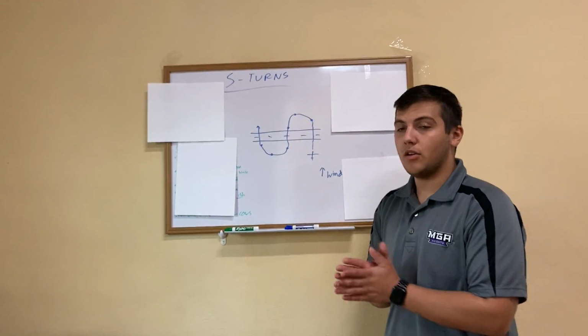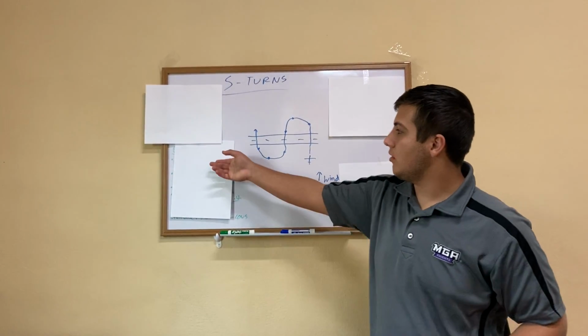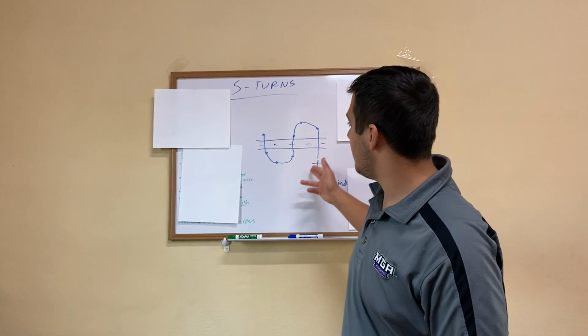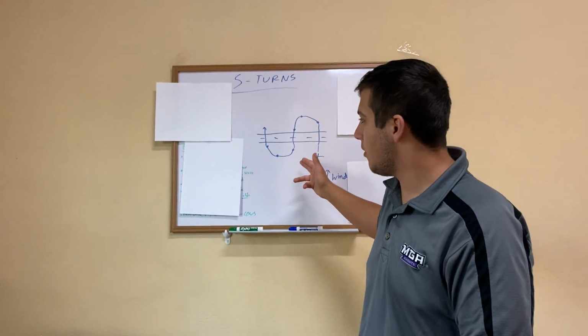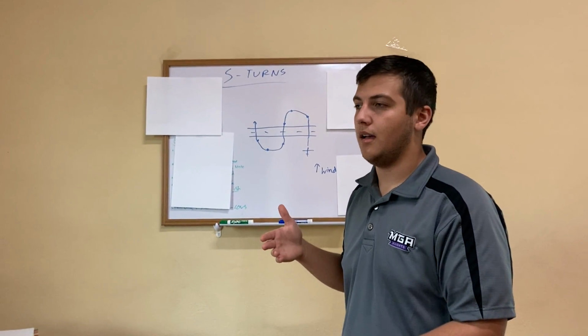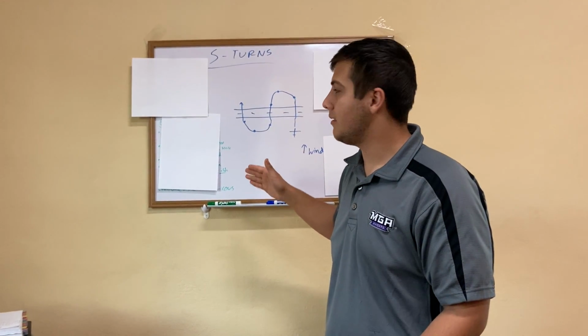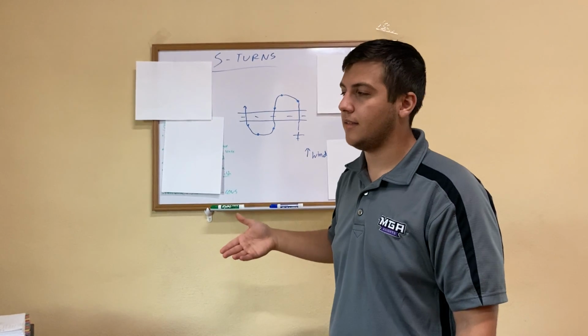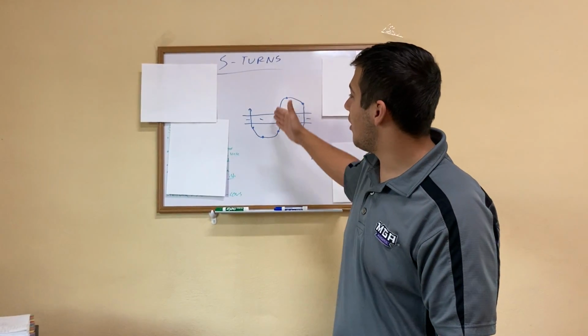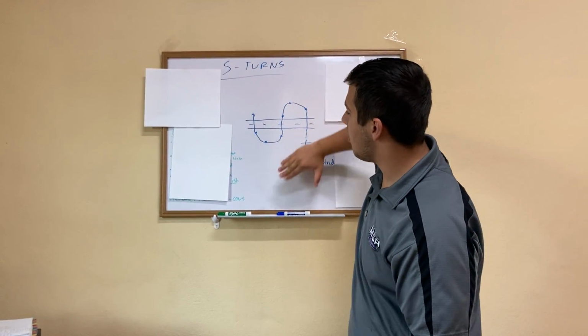All right, so today we're going to be talking about S-turns. I use a road to depict it here, but it doesn't have to be a road. Roads are easily the best, but another straight reference line like power lines is another good one. But this is basically what it looks like. You're just making an S along a road here.